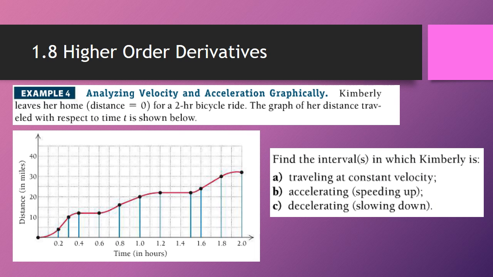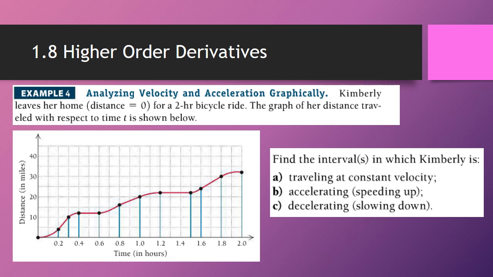Let's look at this on a graph. Kimberly leaves her home, which would be distance 0. Remember, distance is the y-axis here, and time is the x-axis. So at 0, 0, she's at home for a 2-hour bicycle ride. The graph for distance traveled with respect to time is shown below. Find at which interval she's traveling at a constant velocity, when she's accelerating, and when she's decelerating.